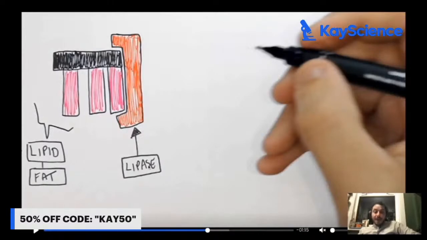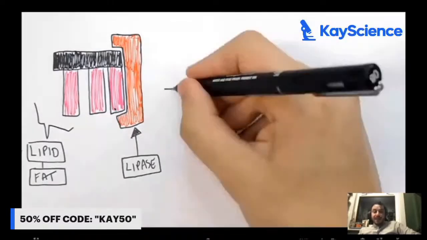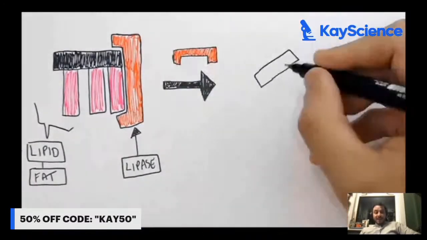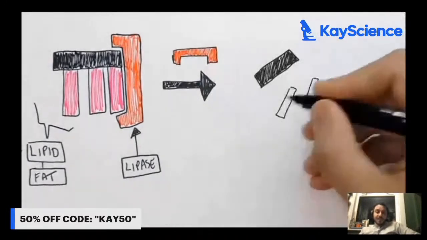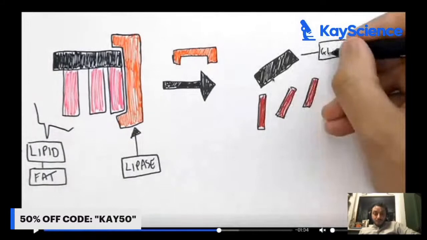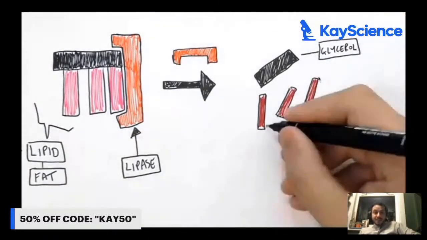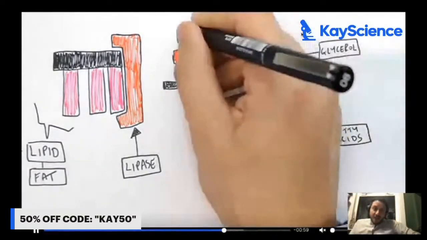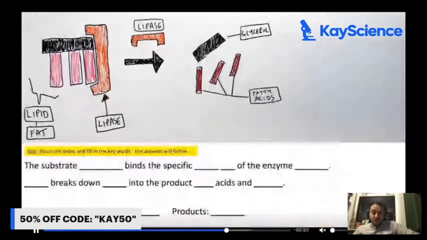So you've got lipase. It's the lipase here that breaks down the lipid into products, which is glycerol and fatty acids. So the black rectangle here represents glycerol, and these are the fatty acids. So the lipase breaks down lipids into glycerol and fatty acids. So pause the video here if you're watching on catch up.